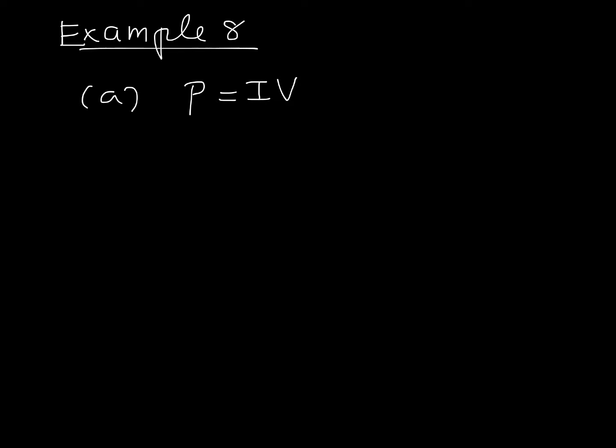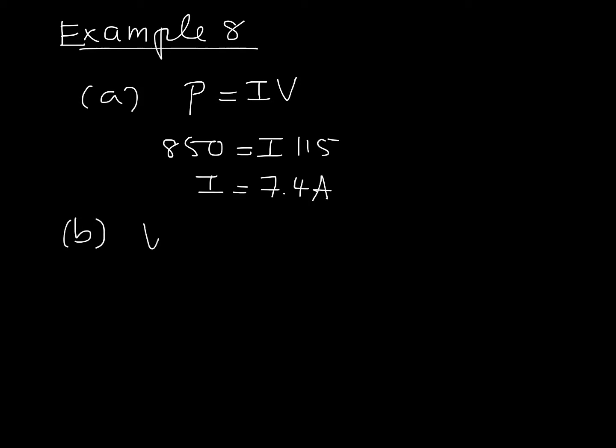Next example is example number 8. An 850 watt radiant heater is operated at 115 volt. What is the current? Using P equals I times V, we know that P is 850 and V is 115, so the current I is 7.4 ampere.